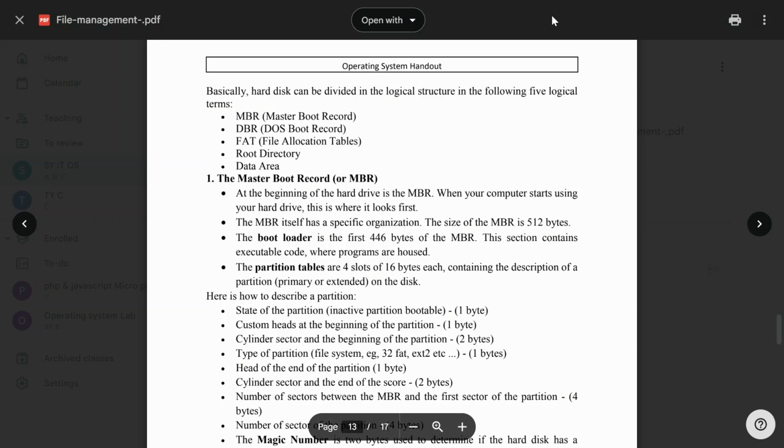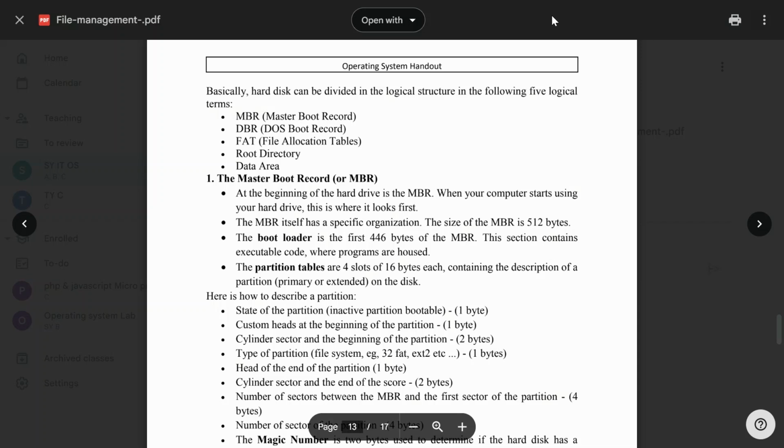So what is the master boot record? What we are going to store with the help of master boot record at the beginning of the hard disk. At the beginning of the hard drive is the MBR. First, we have to store MBR in our system. When your computer starts using your hard drive, this is where it looks first. So, whenever our computer system is going to start, it will look for the MBR.